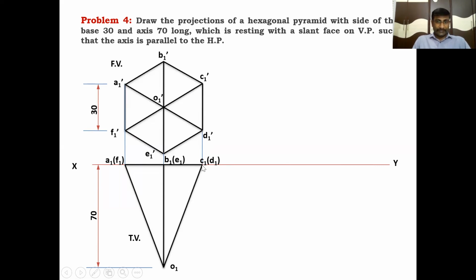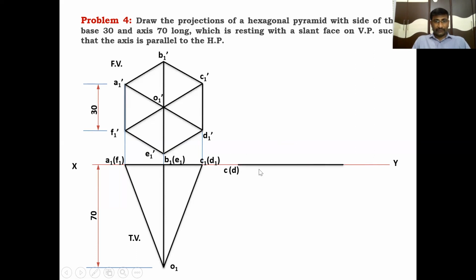If this is a slant face, it looks like an edge in the top view. This line must be on the XY line, because with the slant face on VP, when looking from the top side, this edge must be on the XY line. So rotate this solid in such a way that the slant edge is on the XY line. Clear? So locate any point C of D, that is C1 of D1 becomes C of D.